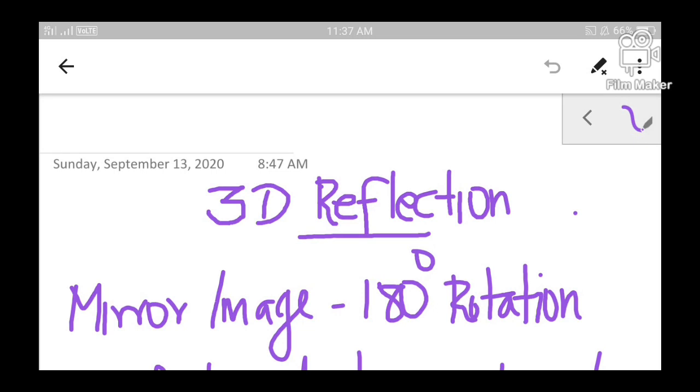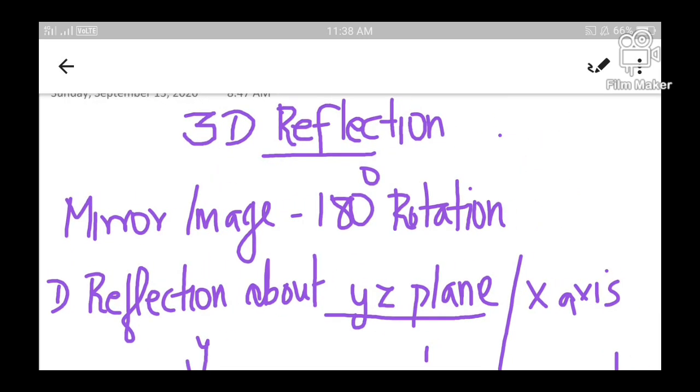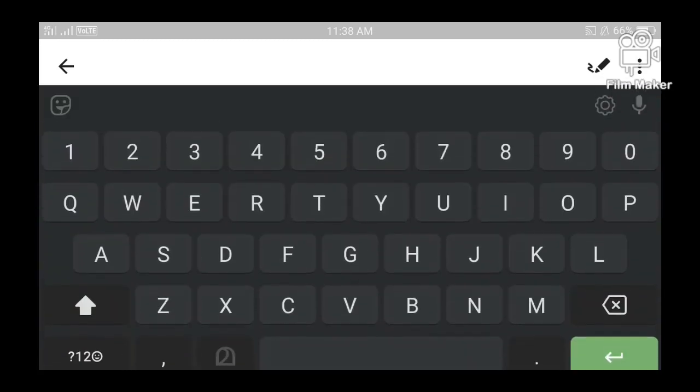Okay, now let us see what are the different types of 3D reflections. Now the reflections in 3 dimension can take place on the basis of plane surfaces. There are 3 types of reflections: reflection about XY plane, reflection about YZ plane, and reflection about XZ plane. Now let us learn each of these types of reflection. First one is reflection about YZ plane.